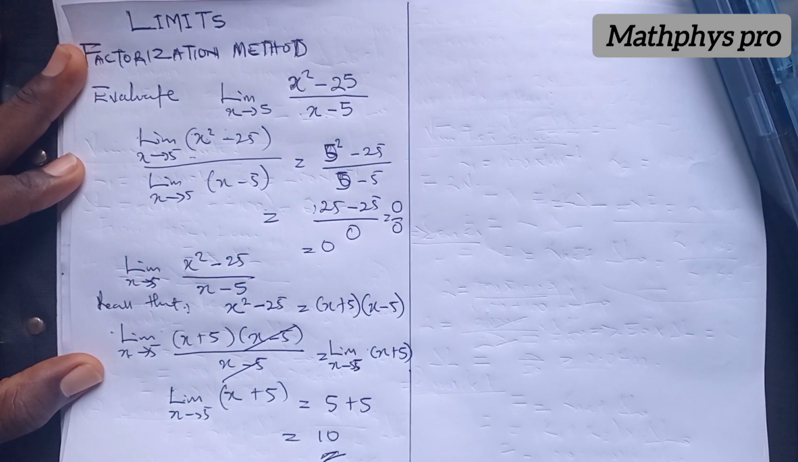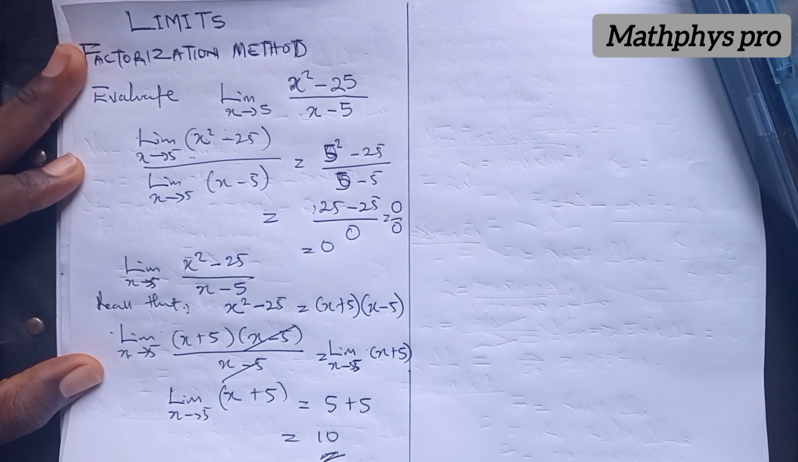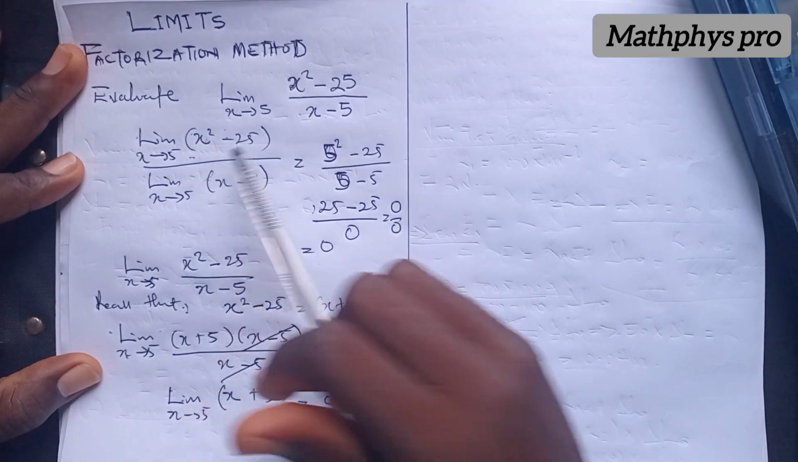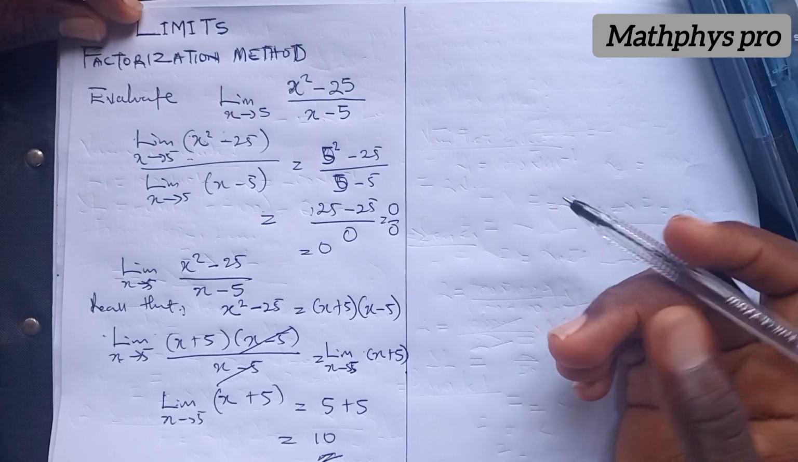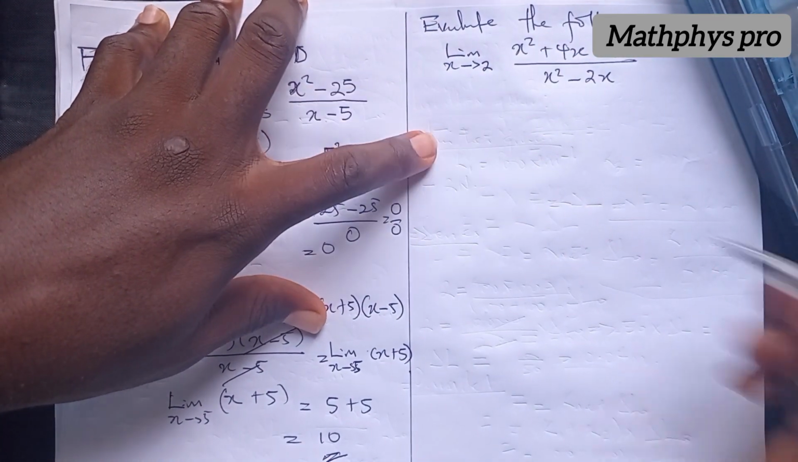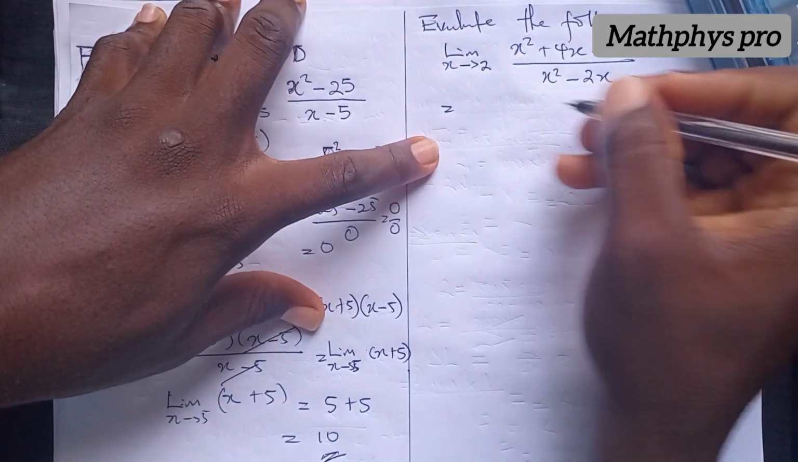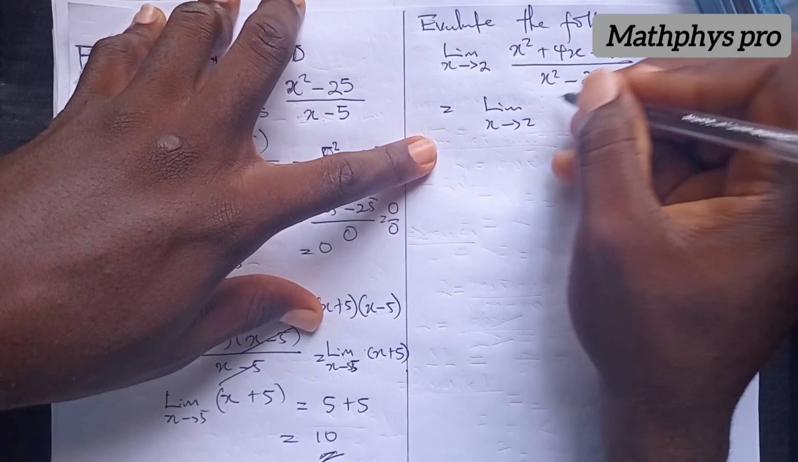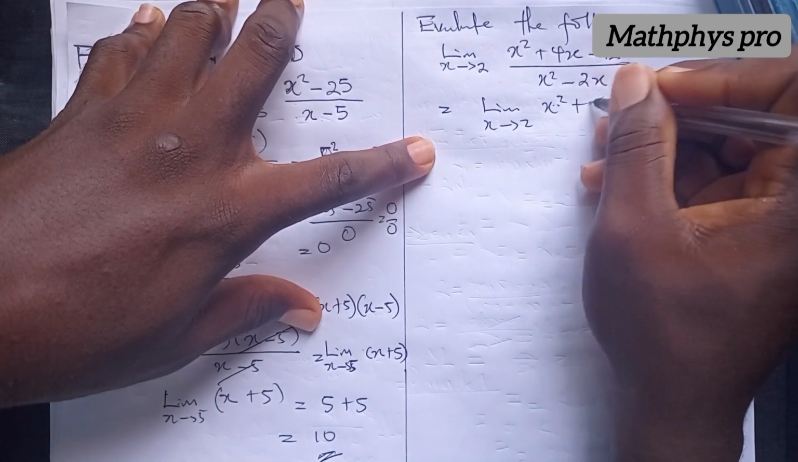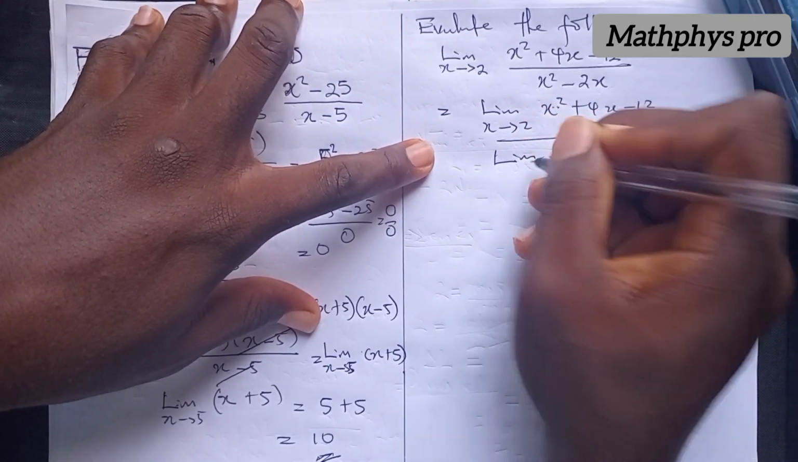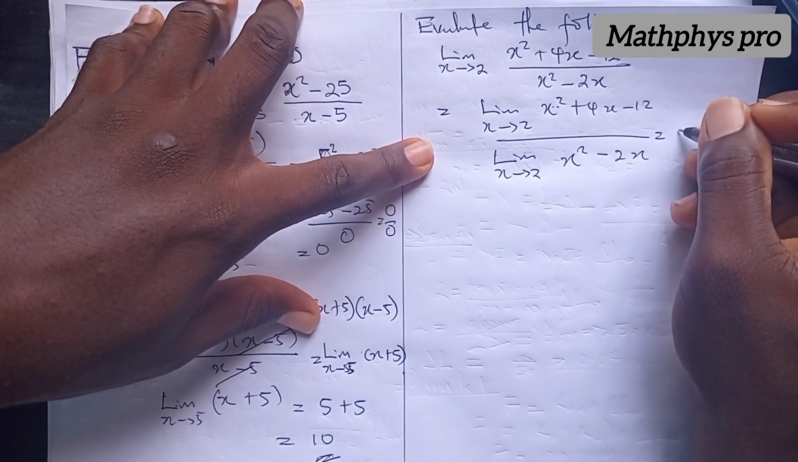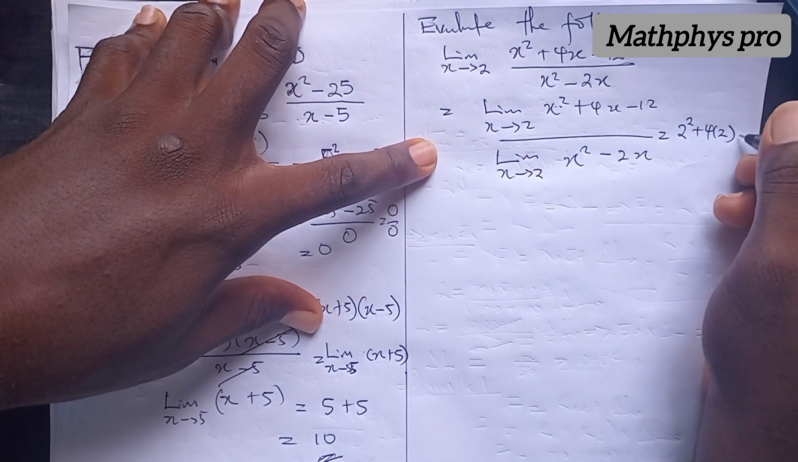So there are some limits that you can't use the direct substitution method to evaluate. Those kinds of limits are limits like this one that have a form of factorization. So let's try another example. If we try to use the direct substitution method to approach this, wherever you see x, you put 2. So we say the limit as x tends to 2, so now we have 2 squared plus 4. Wherever you see x, you put 2. That gives 12.